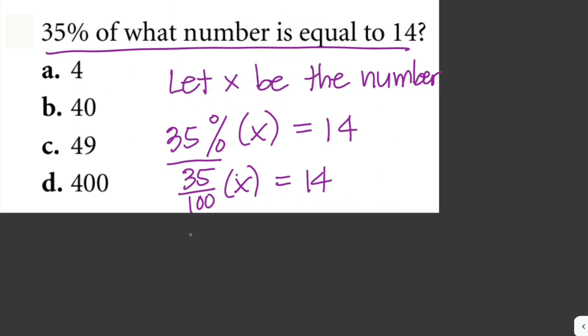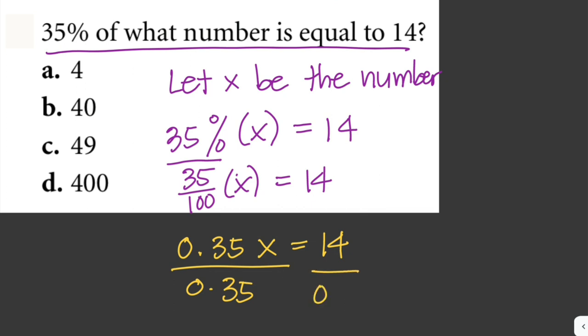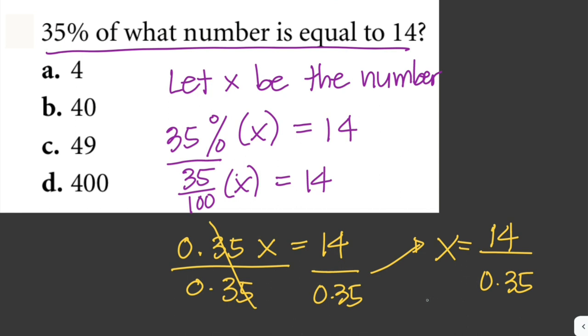And then 35/100 is just 0.35 times x equals 14. And we divide both sides by 0.35. And this cancels out, so the value of x is just equal to 14/0.35, or x is just equal to 40. So the answer here is letter B.